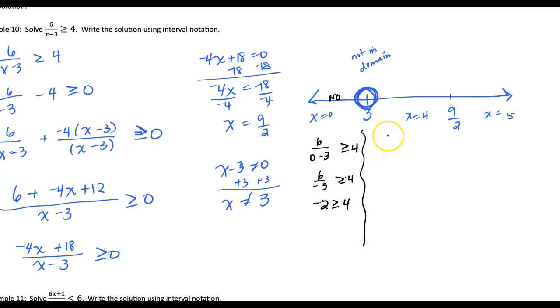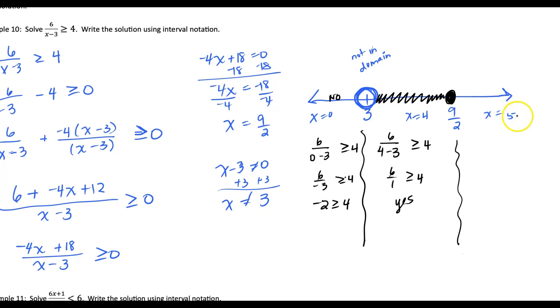In the middle, trying a 4, we have 6 over 4 minus 3. Is that bigger than or equal to 4? So 6 over 1, and yes, 6 is bigger than or equal to 4, so we can use that one. Okay, just to go ahead here at the 9 halves, because of the equal sign, we are going to include the 9 halves with the solid circle. Now let's go ahead and check 5, because again, we don't always have the pattern no, yes, no. We could end up with a double yes or a double no.